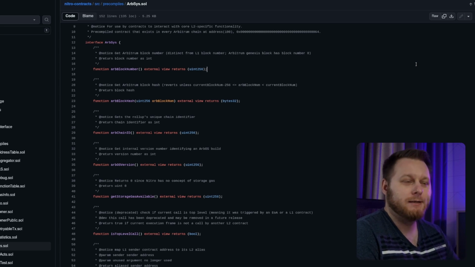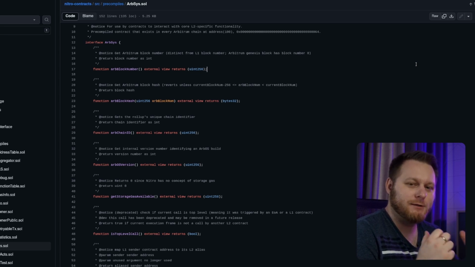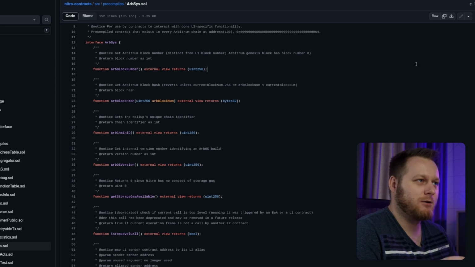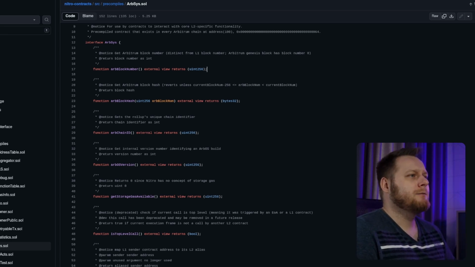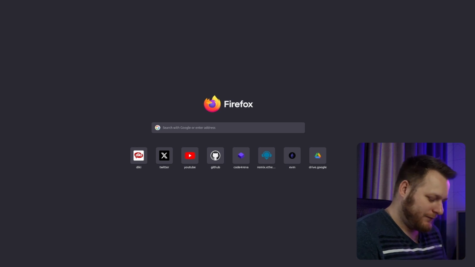And pre-deploys are contracts that are written actually in either Solidity, Yul, or any language that compiles down to EVM, and they are put at the beginning into the genesis. So when the chain starts, it has these contracts deployed at specific addresses. And there may also be a lot of different changes.